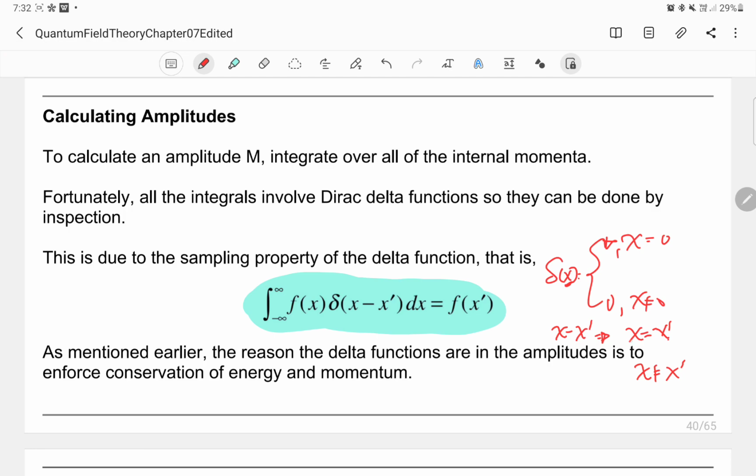So when you have a function f(x) multiplied by the delta function, then the integral would just be f of x prime. The integral of delta(x minus x prime) dx, from negative infinity to positive infinity, is just equal to 1. As mentioned earlier, the reason the delta functions are in the amplitude is to enforce conservation of energy and momentum. So it's very important.